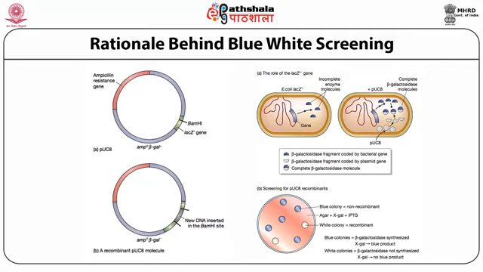If there is an insertion in lacZ, that lacZ gene cannot produce a functional beta-galactosidase. Then the bacterial cells which receive this plasmid show the white color, whereas the transformants with intact beta-galactosidase show blue color.